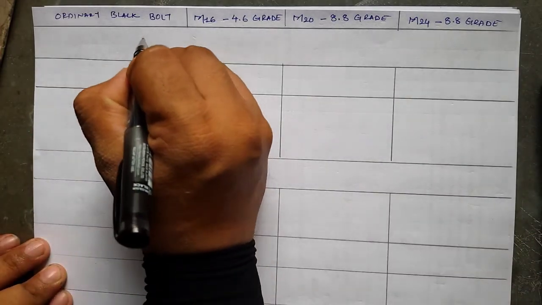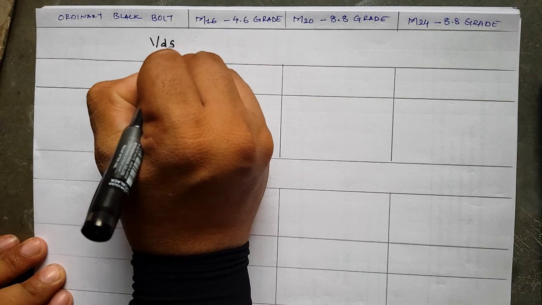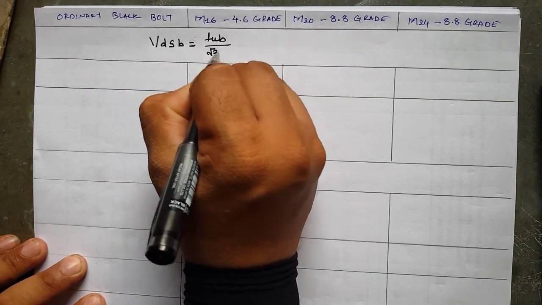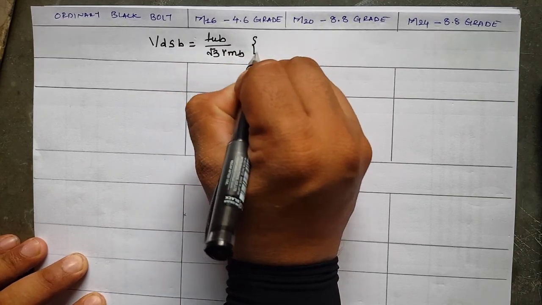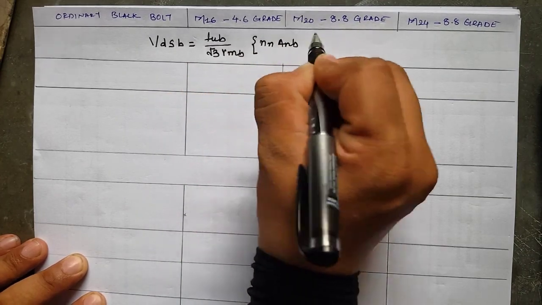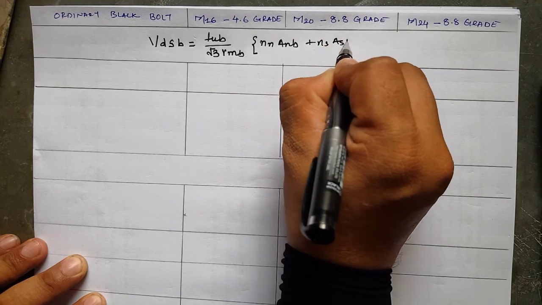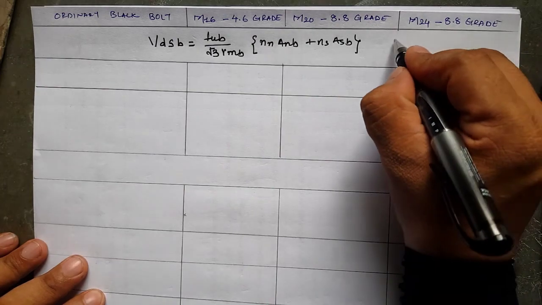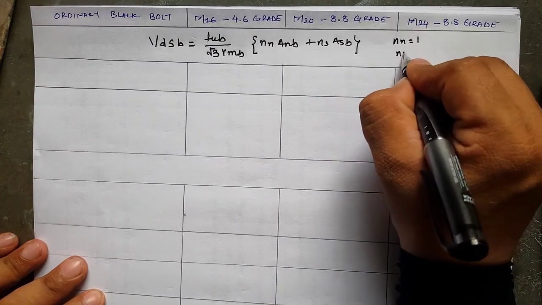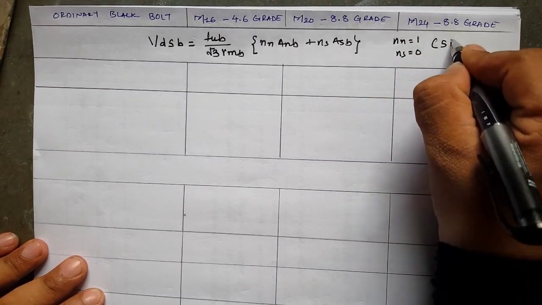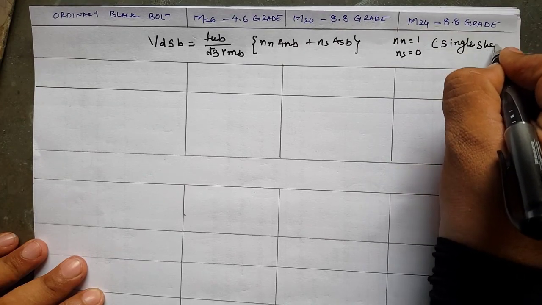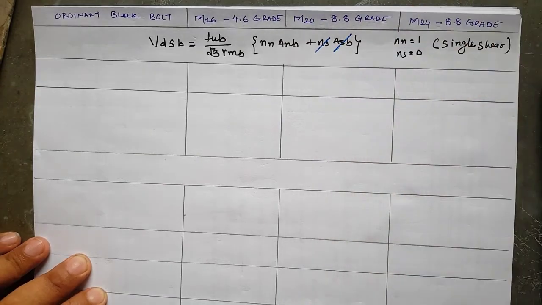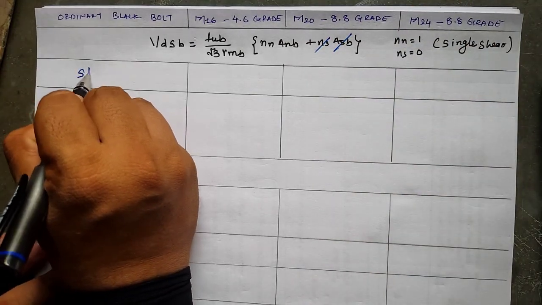Now we have the shear capacity equation, which is equal to Fu by root 3 gamma mb, Nn Anb plus Ns Asb. For the calculation purpose, we will take Nn equal to 1, Ns equal to 0. It means that it is single shear, and if Ns equal to 0, then this term will be 0. So let us calculate the shear capacity.